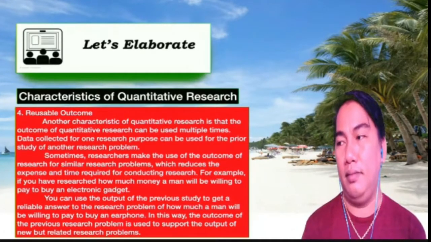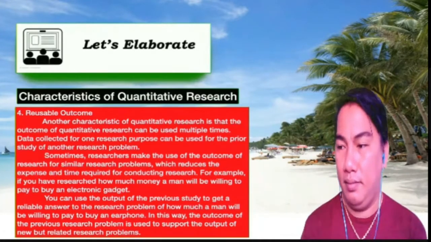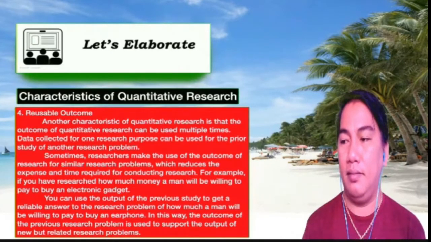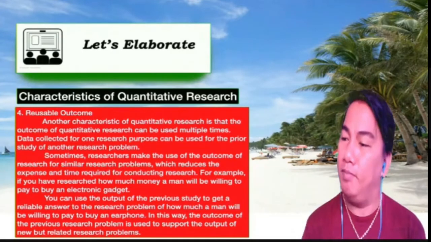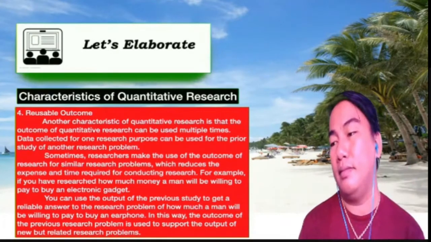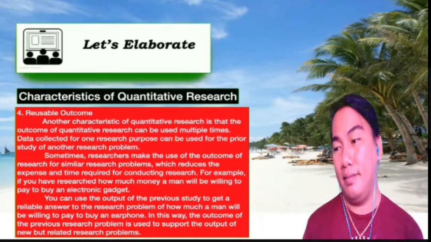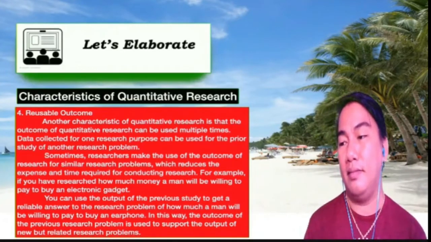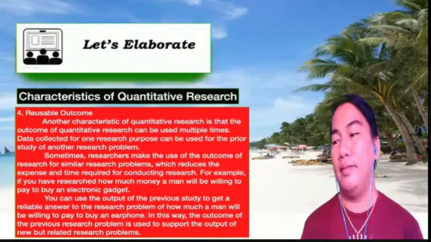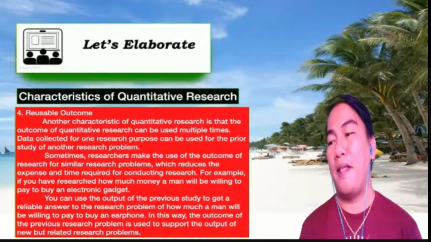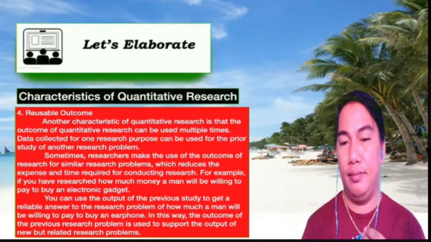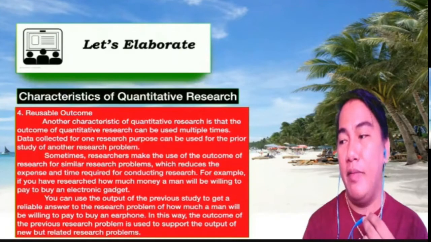For example, if you have researched how much money a man will be willing to pay to buy an electronic gadget, you can use the output of the previous study to get a reliable answer to the research problem of how much a man will be willing to pay to buy an earphone. In this way, the outcome of the previous research problem is used to support the output of new but related research problems. Thank you very much, Kane.